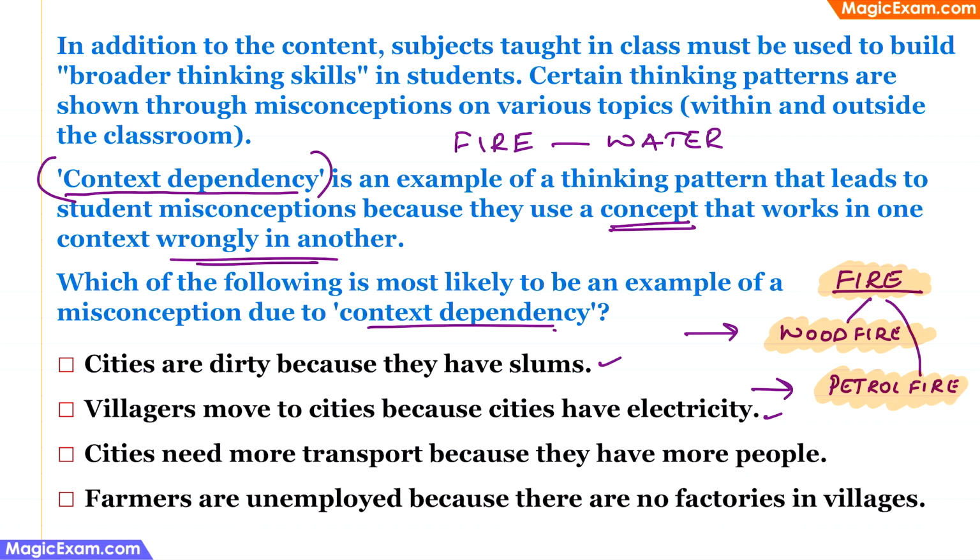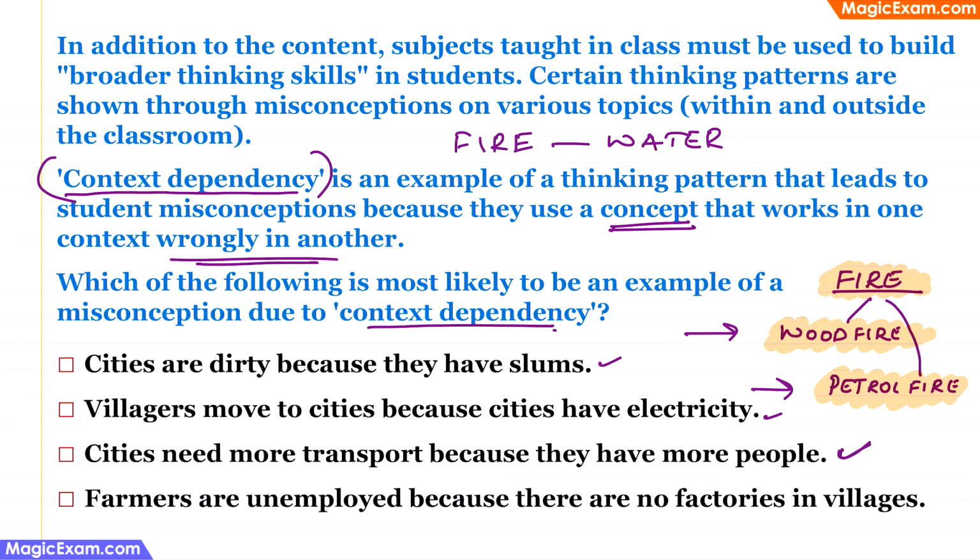And the third statement says cities need more transport because they have more people. Absolutely. If you look at it, a growing city as such keeps needing to add more transport facilities. A city which has city buses will build a metro because more people are coming into the city. Therefore, cities need more transport because they have more people is also contextually correct.